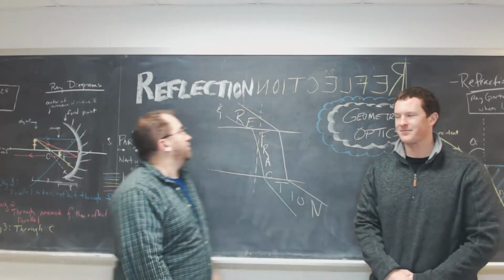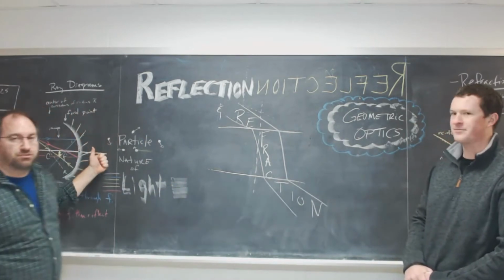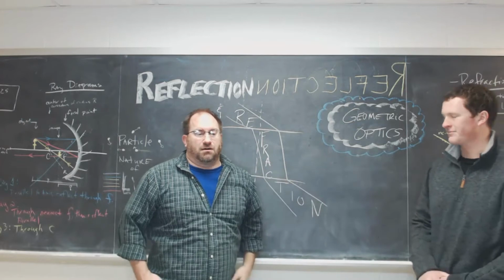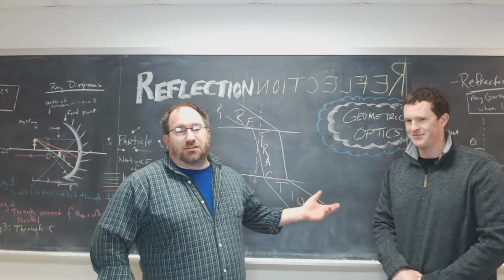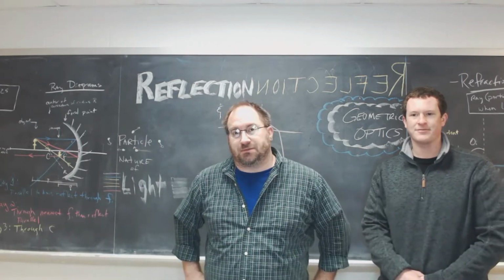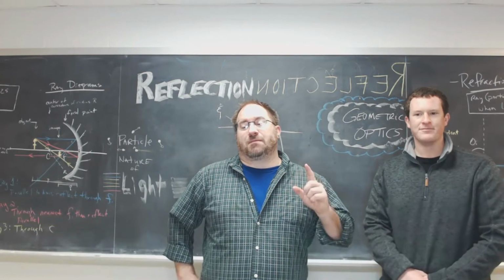This week we're going to be going over reflection and refraction, the particle nature of light, where we'll be looking at geometric optics as our evidence of the particle nature of light. I'd like to welcome Garrett this week to helping us out. He's going to be going over the theory and talking you through some of the concepts that we'll be using to explore the particle nature of light. But before we do that, let's talk about this week's pre-lab activity.